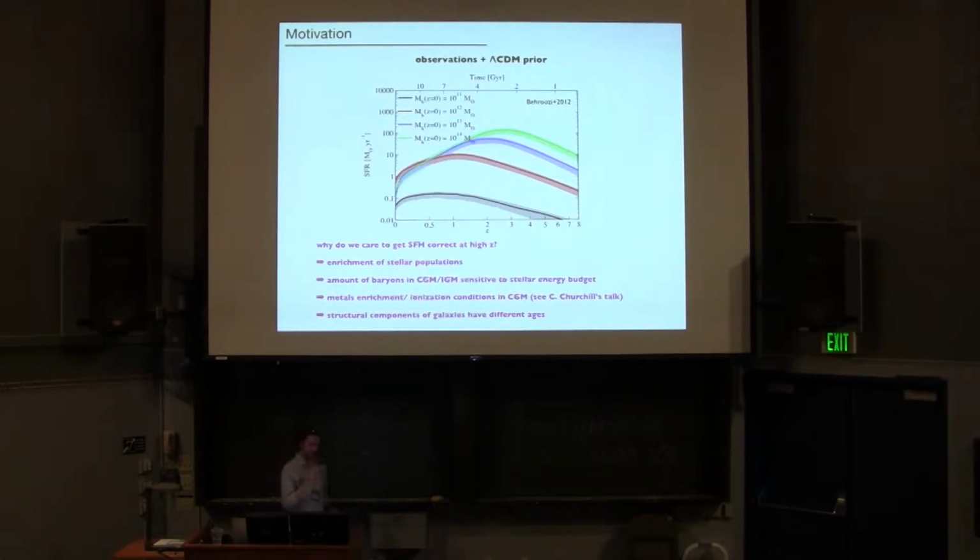And this does not only affect the star formation histories themselves, but you can think of many other things that are affected, such as the enrichment of the stellar populations that we observe at redshift 0, the enrichment of the IGM, the amount of baryons in the CGM, and the ionization conditions in the CGM, for example, as well as the structural parameters of galaxies as a function of stellar age.